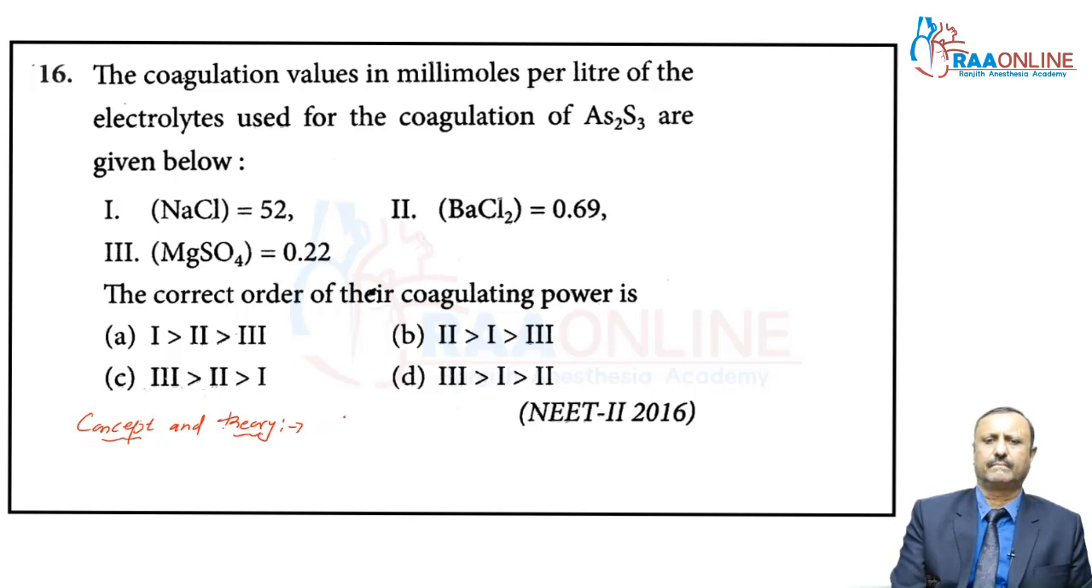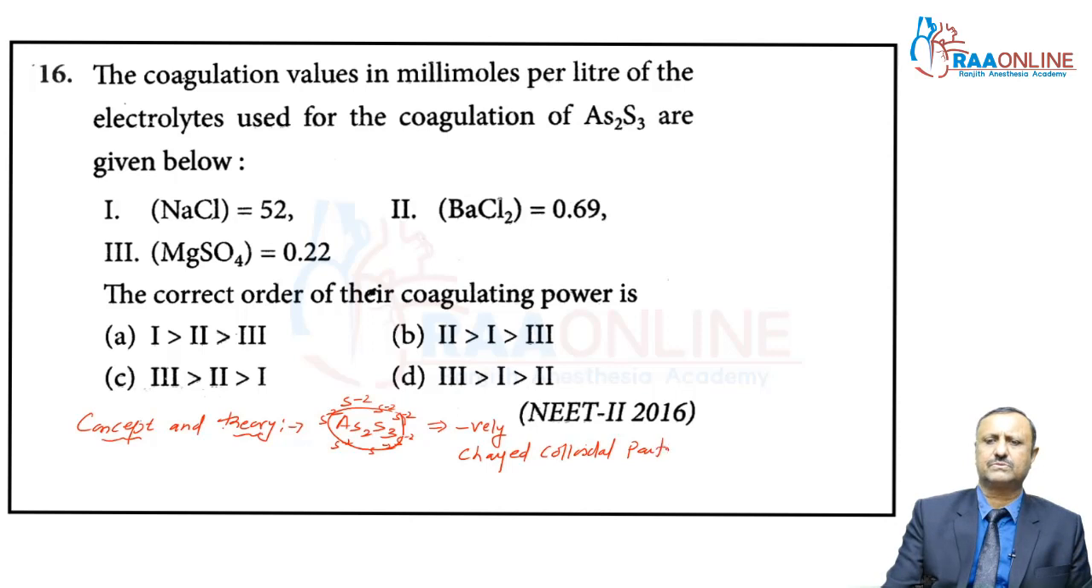Here you can see As2S3 is a negatively charged colloidal particle, because, my dear students, it accepts sulfide S2- ions. When this arsenic sulfide adsorbs sulfide ions, it becomes a negatively charged colloidal particle.